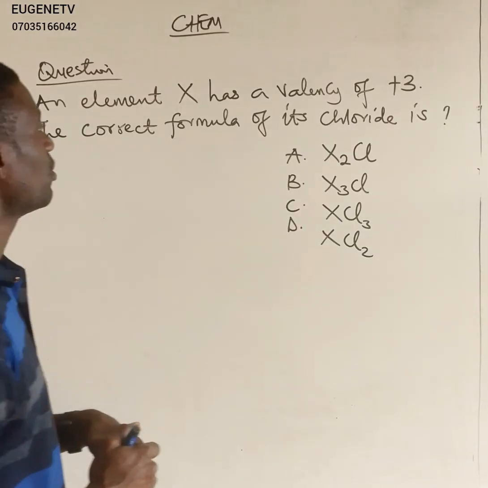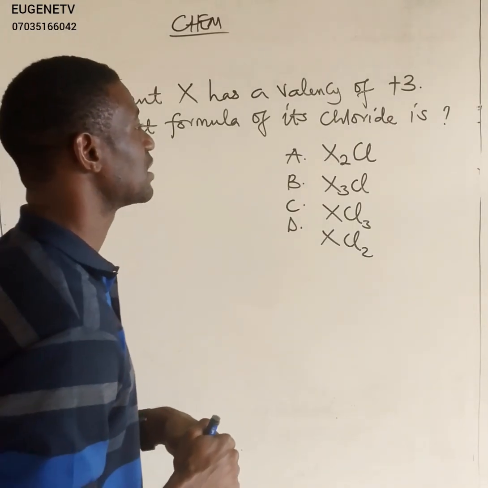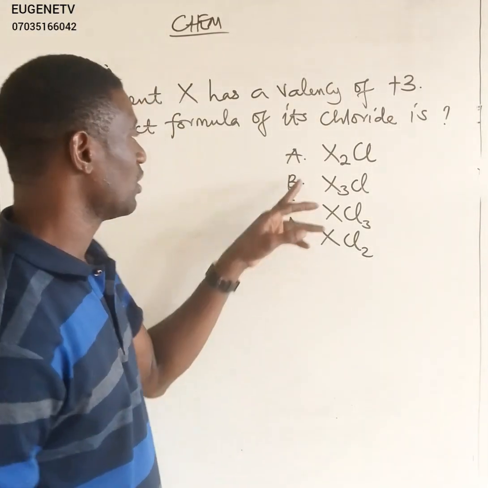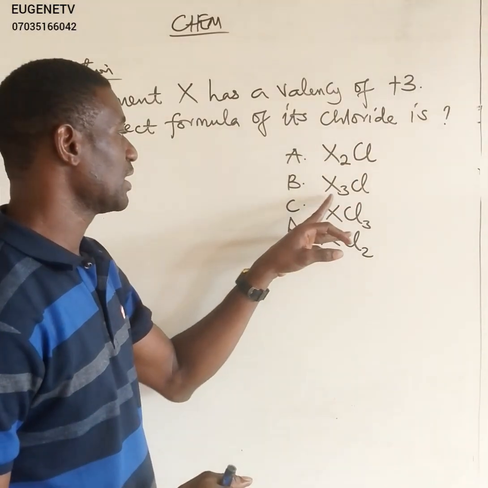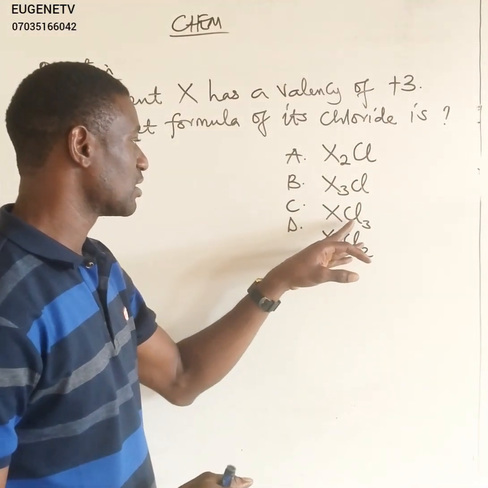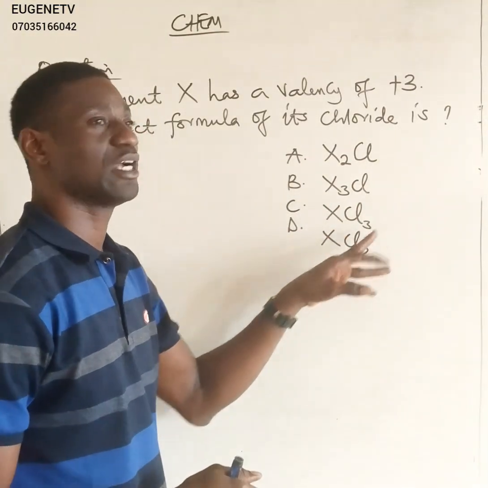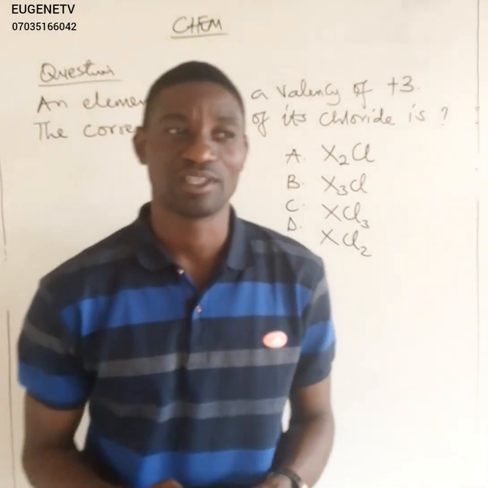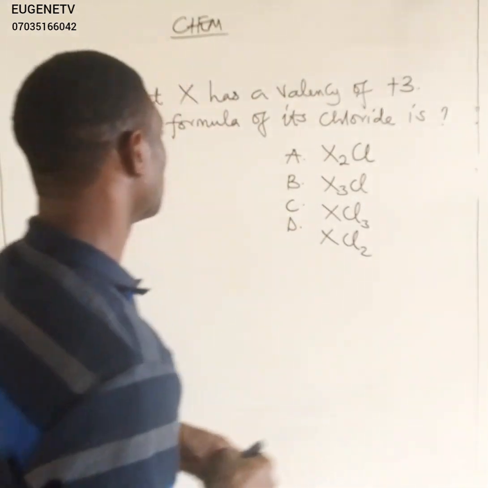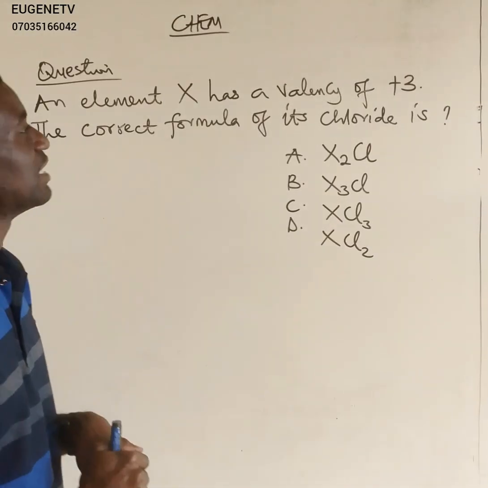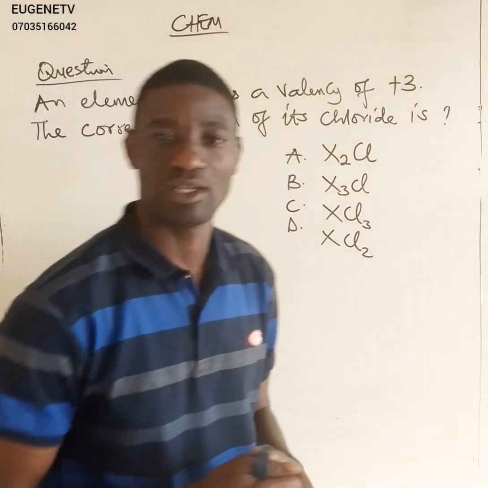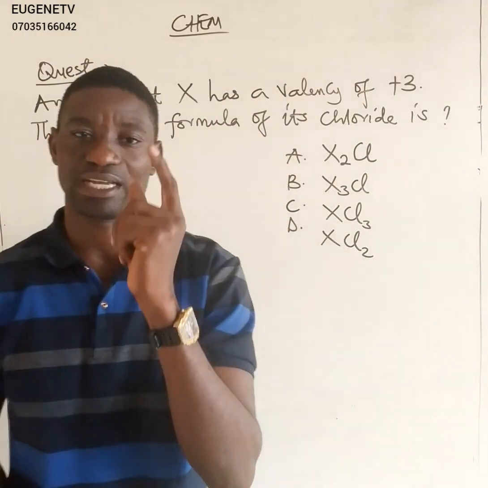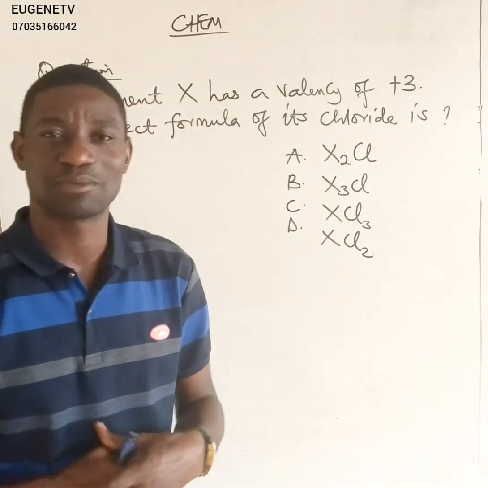The correct formula of its chloride is option A, X2Cl; B, X3Cl; C, XCl3; D, XCl2. Please, if you know the answer to this question, just drop it in the comment section. Alright? Okay, let's take a look at this. What do we mean by valency? And then what do we mean by chloride? These are the two things we are going to establish first before we go into solving this problem.